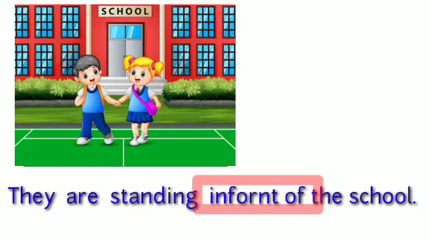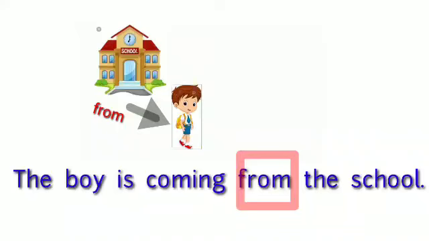These are some prepositions. They are standing in front of the school. Where are the children standing? In front of the school. സ്കൂളിൻ്റെ മുൻപിലായിട്ട് അല്ലേ? So in front of is another preposition. The boy is coming from the school. From the school. സ്കൂളിൽ നിന്ന്.